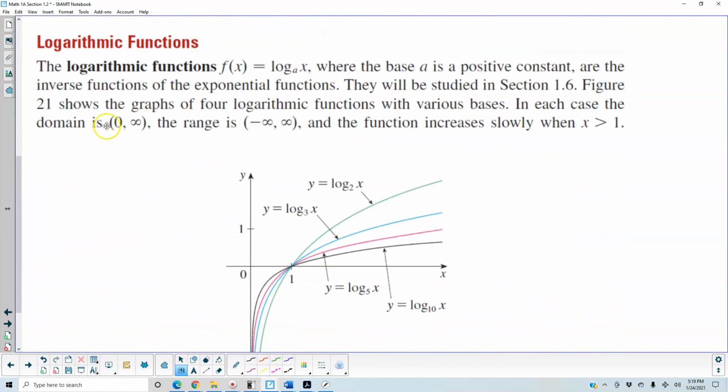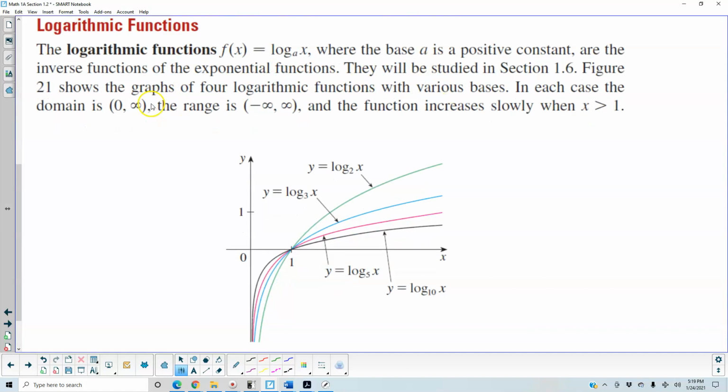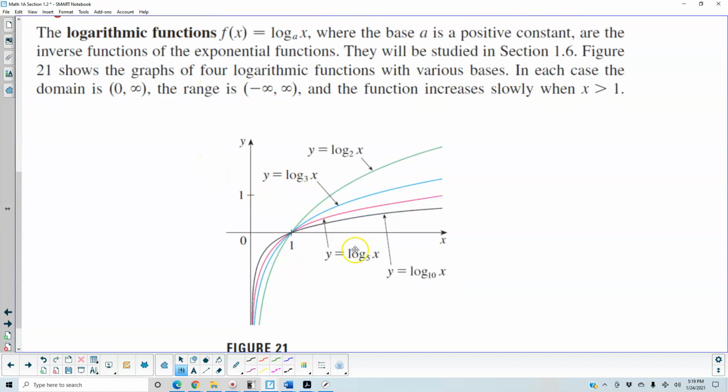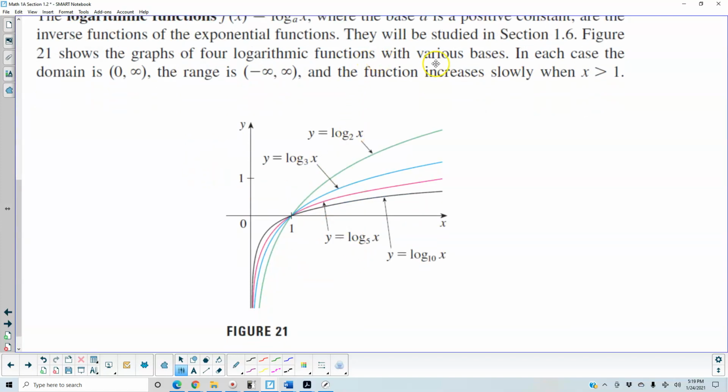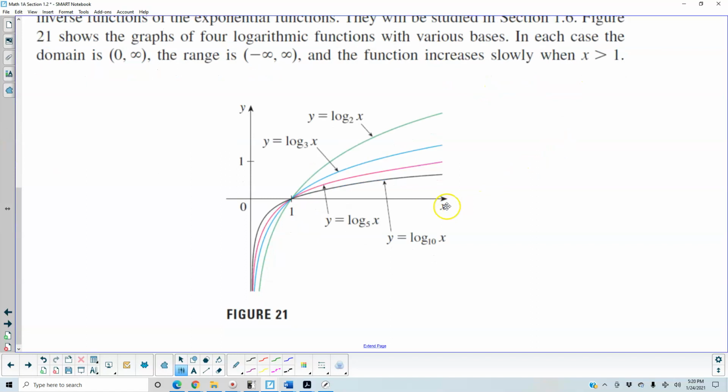Logarithmic functions. The logarithmic functions f of x is equal to log base a of x, where the base a is a positive constant, are the inverse functions of the exponential functions. They will be studied more in Section 1.6. Figure 21 shows the graph of four logarithmic functions with various bases. In each case, the domain goes from 0 to positive infinity, and the range goes from negative infinity to positive infinity, and the function increases slowly when x is greater than 1.